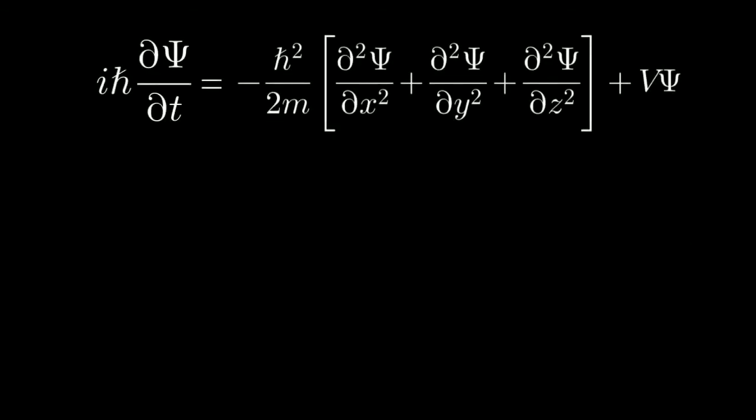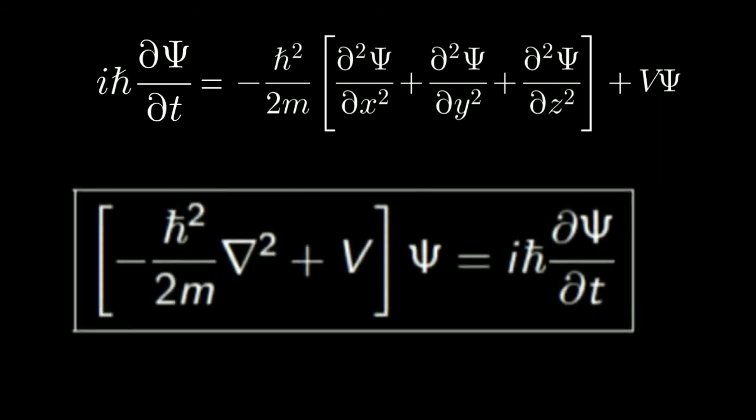So if we replace that gigantic term with Laplacian operator, our equation becomes like this, and this is the familiar Schrödinger equation that you have seen. So we have finally derived the Schrödinger equation.